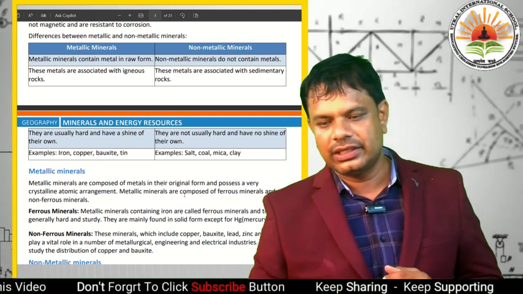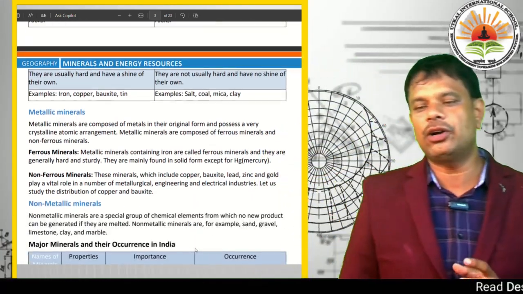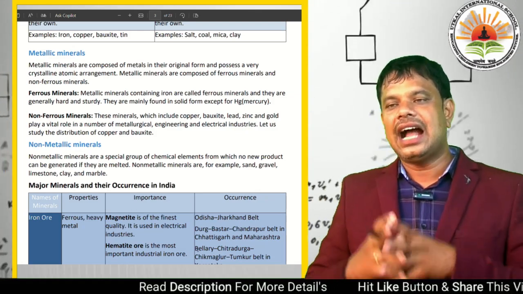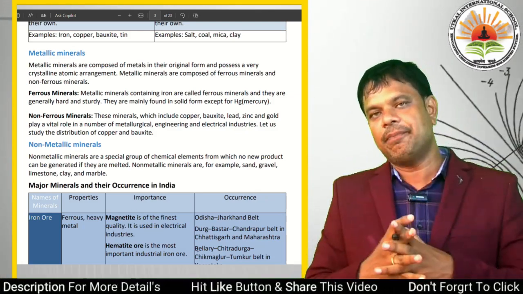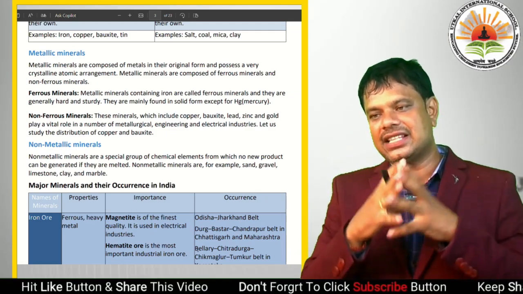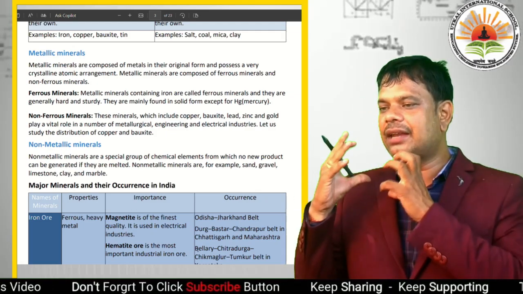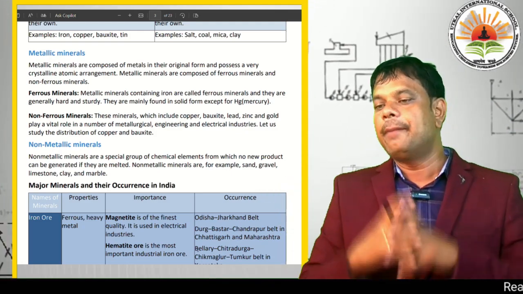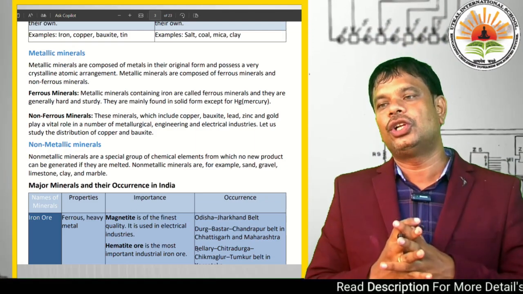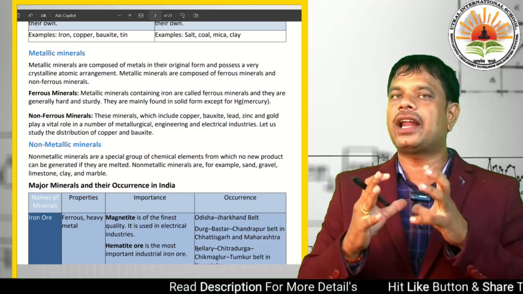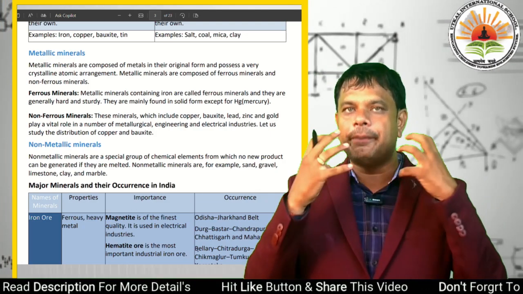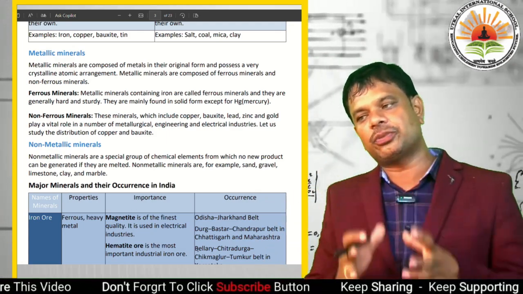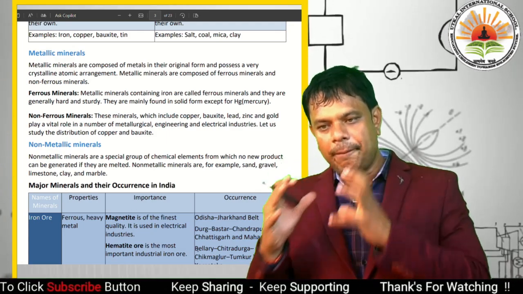So dear students, now here we discuss metallic minerals. Metallic minerals are composed of metals. The main thing is metals. In their original form they possess a very crystalline atomic arrangement. Metallic minerals are composed of ferrous minerals and non-ferrous minerals. When we collect a metallic mineral, after the composition we divide it into ferrous minerals and non-ferrous minerals.